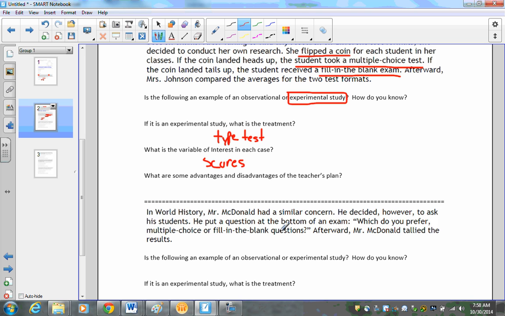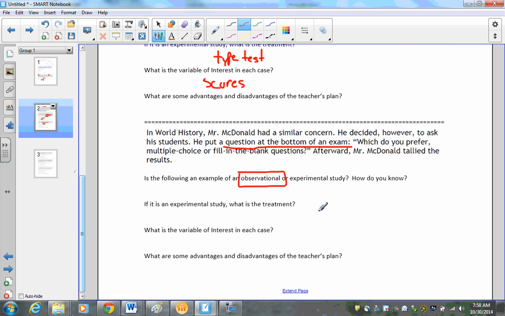All right, so he's not changing anything. He just put a question at the bottom of the exam. So in other words, he is surveying them. So it is observational. And if it's experimental, what is the treatment? We don't need to know that. What is the variable of interest of each case? He wants to know which students score better on a test, and what are the advantages and disadvantages.